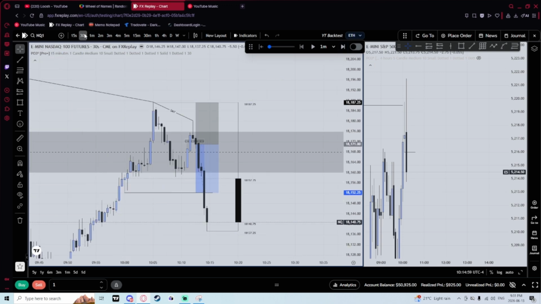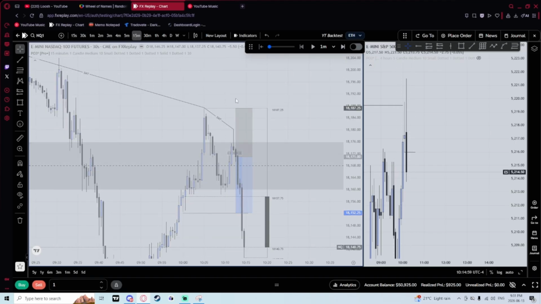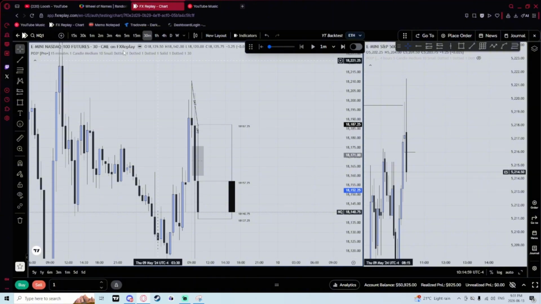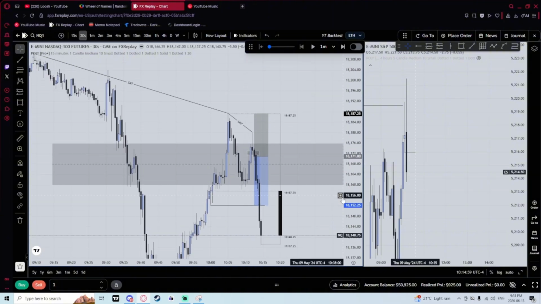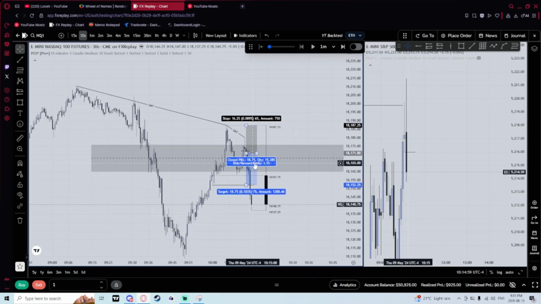And that is exactly it. Perfect mech model, internal, external SMT inside of a 15-minute bearish fair value gap. Obviously my bias is bullish, but you just gotta know. I'm trying to explain it in extremely simple terms for maybe beginners, but if you are an experienced trader, someone who's been trading for a long time, you understand exactly why I took this trade.